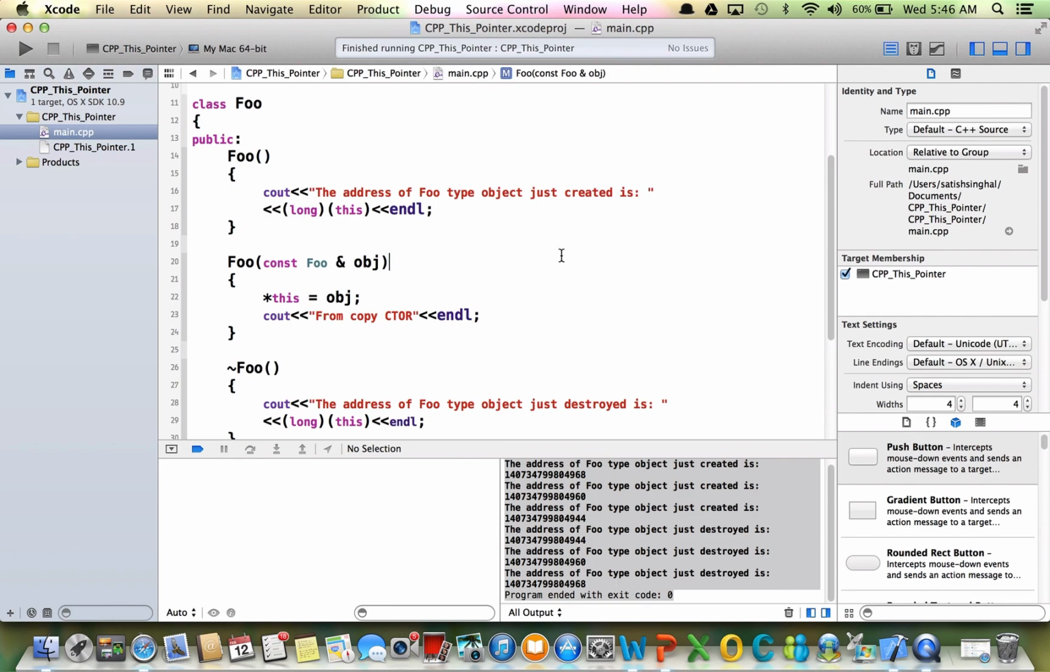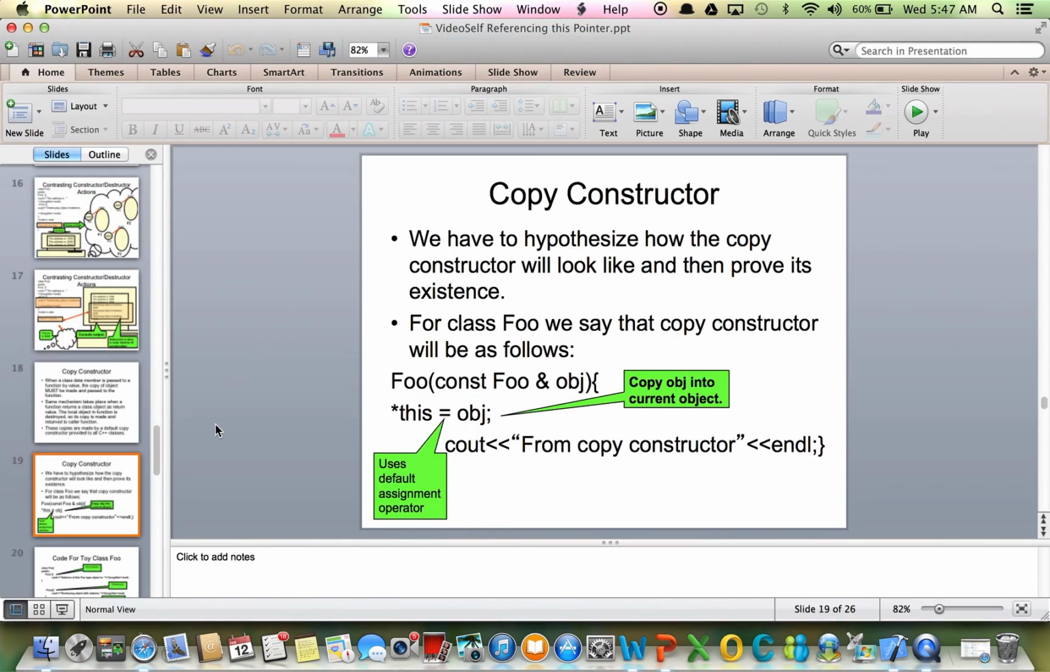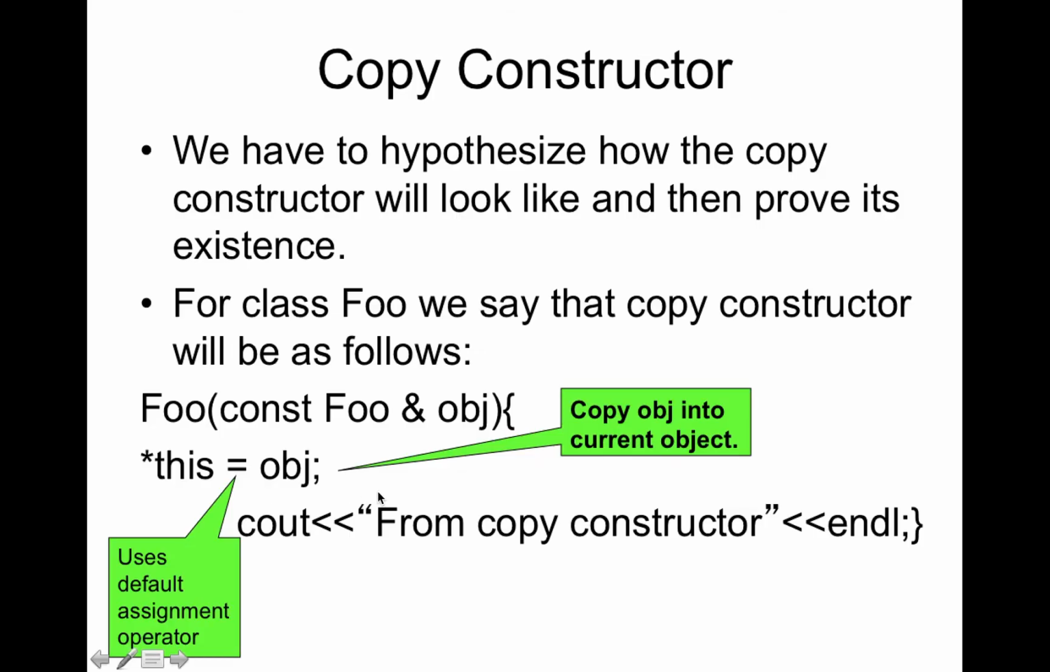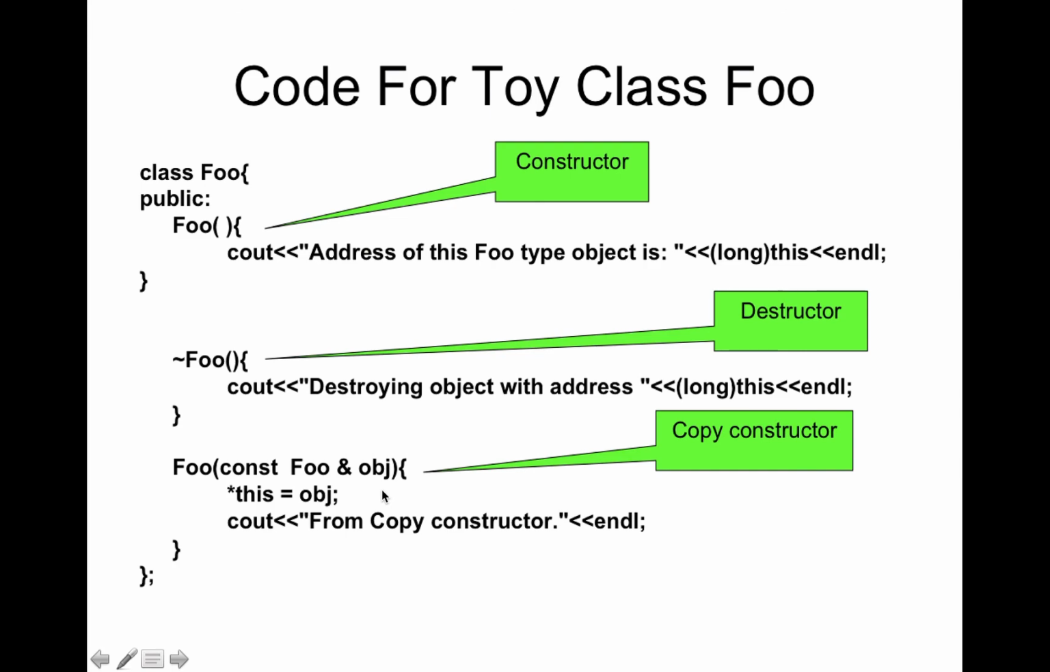All right. However, I cannot show you how the copy constructor works unless I pass foo to a function by value and return it from a function by value. Let me first show that to you in the PowerPoint, and then I'll put the code in here to show it to you here as well. Okay, so this is the code that we just saw in Xcode. Constructor, destructor, and the copy constructor.